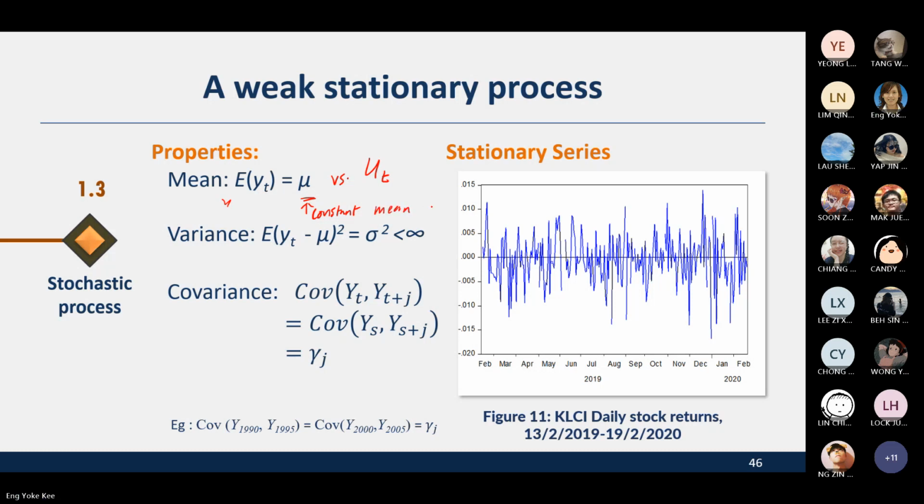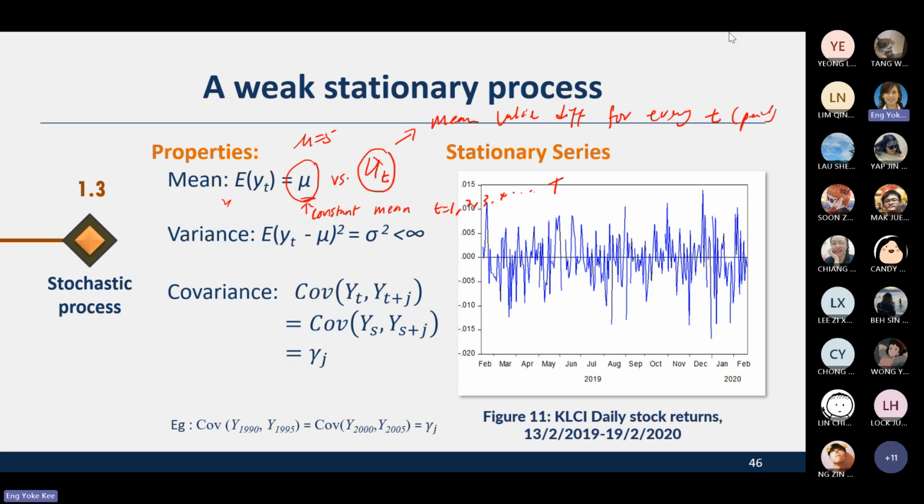So t equals 1, 2, 3, 4, right? Until t. So year 1, year 2, year 3, year 4, all the value is the same. Let's say mu equals 5. This one means what? The mean value difference for every t. Here t means period. So year 1 different, year 2 different, year 3 different.